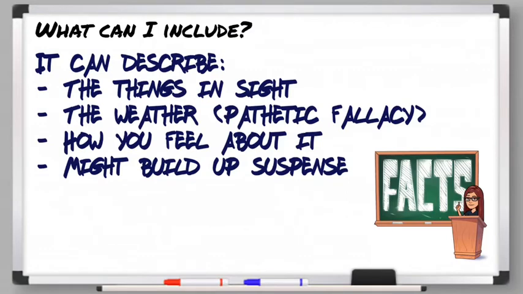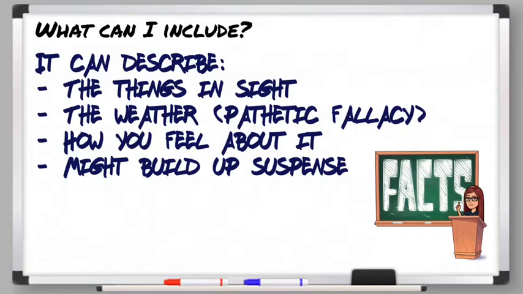Okay, what else can I include? So these are some of the things that you need to remember that you can describe. Obviously, like in the last part we've just talked about, things that are in sight, you physically need to describe where you are. You could also describe the weather. Now, we have had a little bit of a discussion about pathetic fallacy in the past, but I am going to do another video on that one. So basically, where the weather mimics the feelings of the character. So if your character's feeling really happy, you would probably set it on a nice sunny day. If your character is feeling really sad, it might be raining. So it's trying to create the link between those two things.